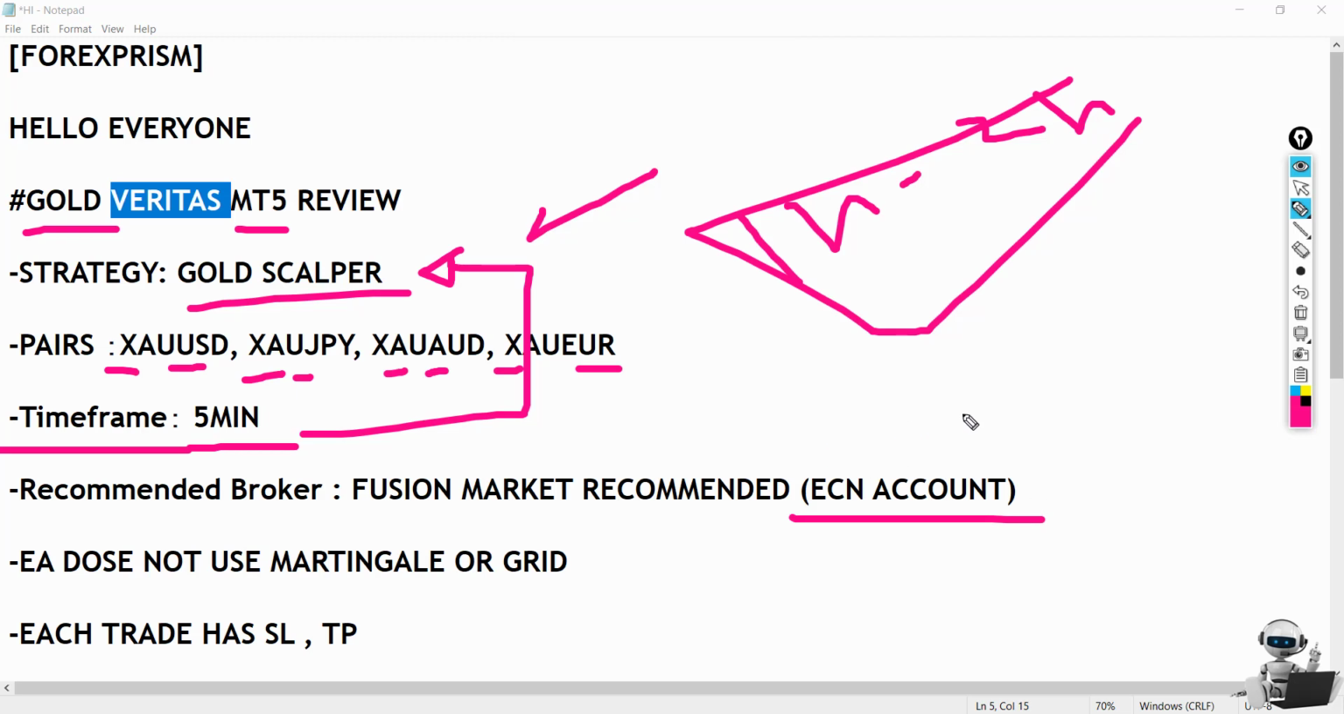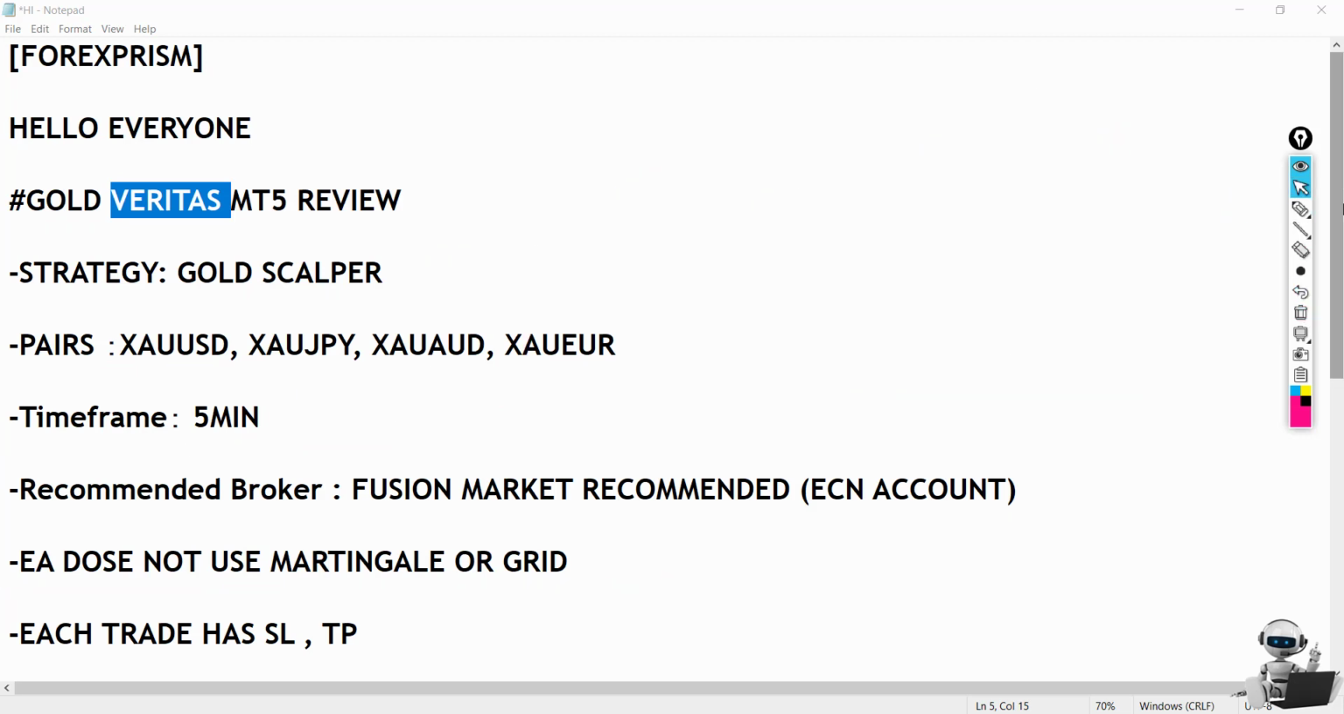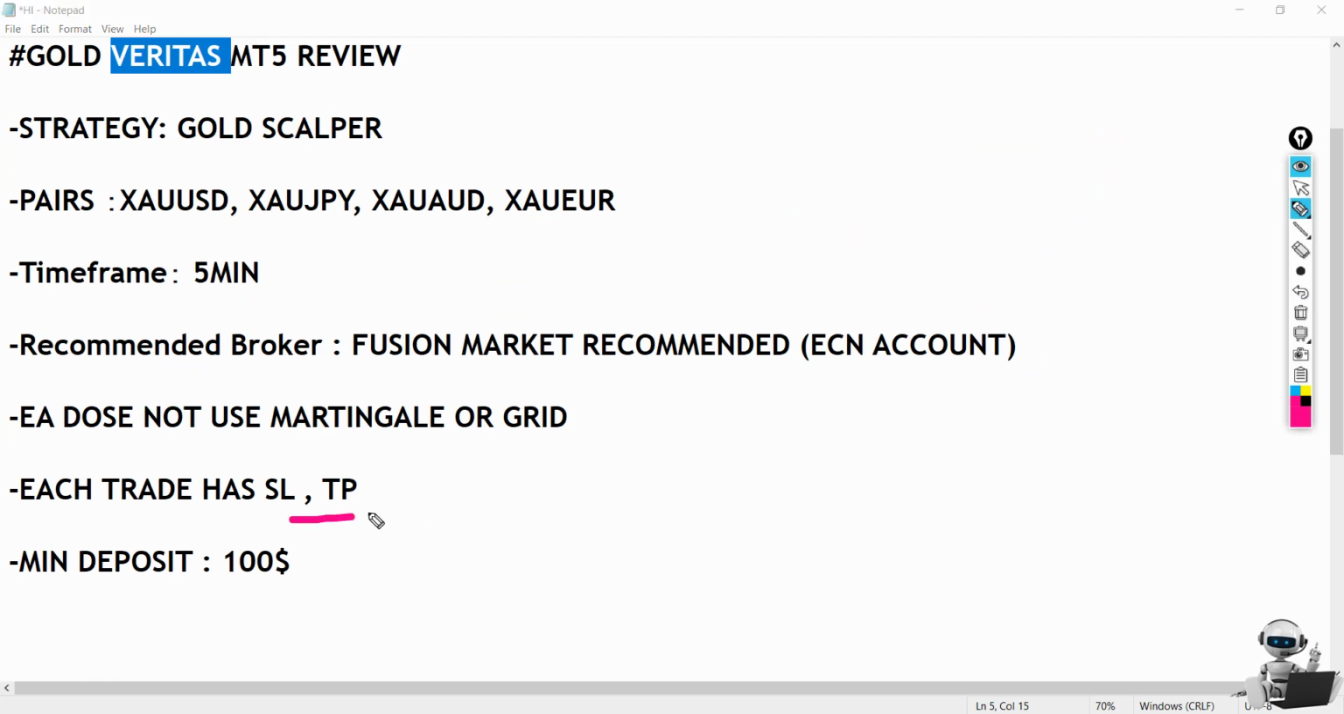It is recommended you use a low-latency VPS, as I explained in my previous video. The amazing thing is this EA does not use any type of martingale or grid, and each trade is protected by stop loss and TP. Minimum deposit is $100 only.